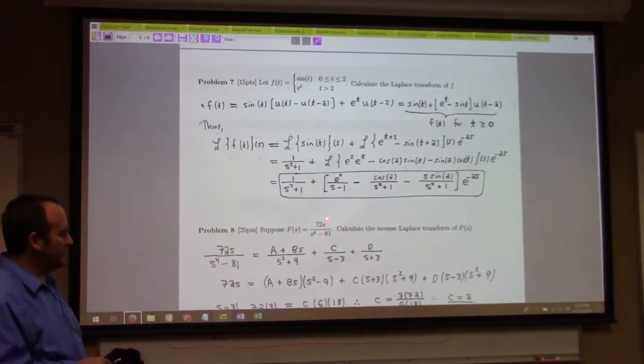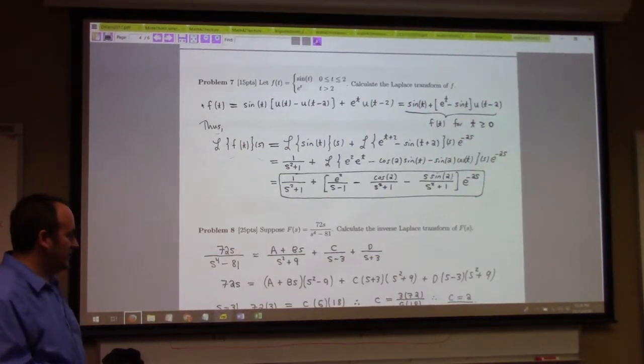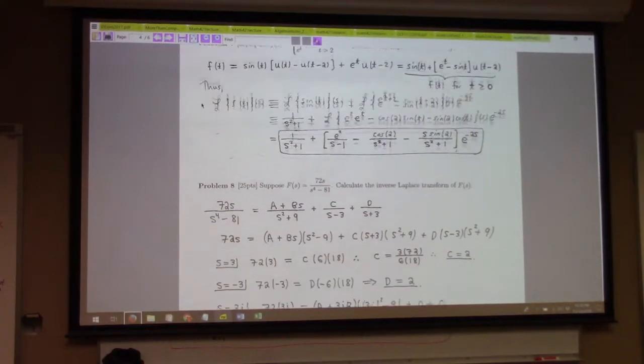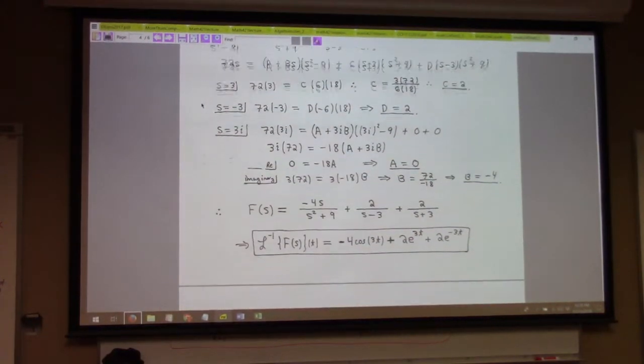Inverse Laplace transform of that, so that's partial fractions, s squared plus 9 times s squared minus 9, which means I'm going to have this partial fractions decomposition. And you do the algebra, and whatever happens, happens. So there it is.